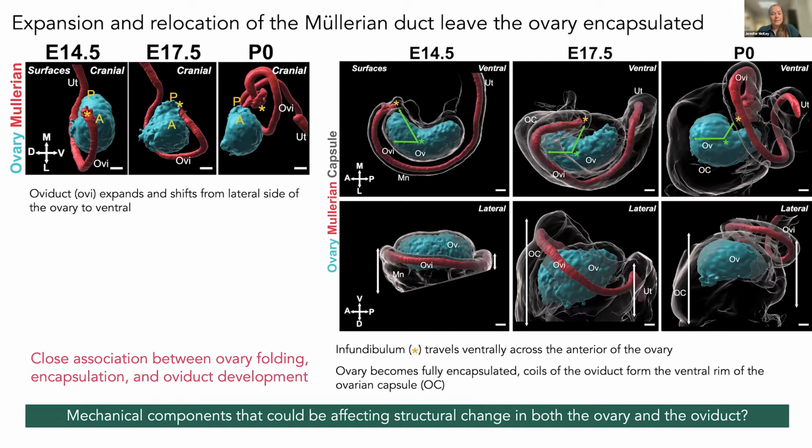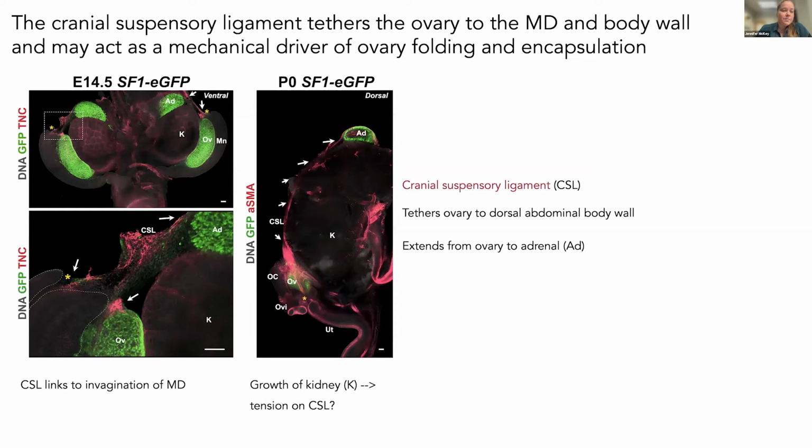So we then became interested in investigating mechanical components that could be affecting change in both the ovary and the oviduct simultaneously. The position of the ovary in the body is maintained in part by the cranial suspensor ligament, which tethers the ovary to the dorsal abdominal body wall.